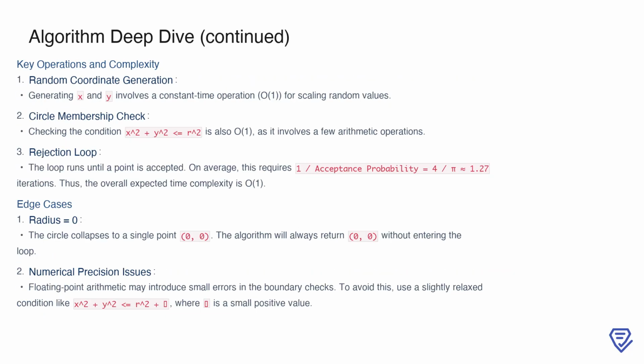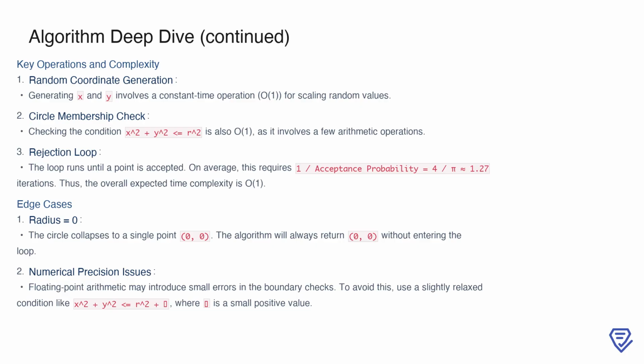There are also alternative methods and optimizations to consider. One such method is polar coordinate sampling, which avoids rejection altogether. This approach involves generating random polar coordinates, then converting them to Cartesian coordinates. While it eliminates rejections, it requires additional computations for the coordinate transformation.